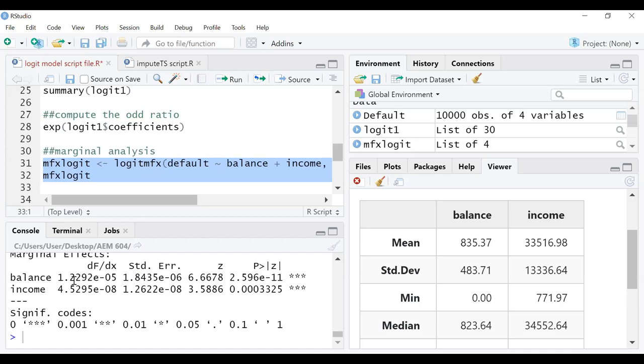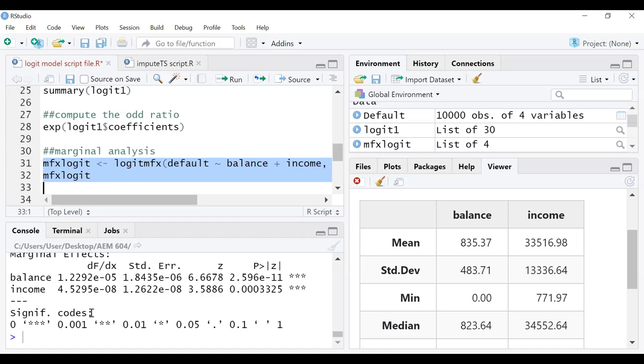To interpret it now, this is very, very small, 0.000. Listen to how I'm going to interpret it. If your balance is increased by 1 unit, the probability of default changes by this amount. It's 0.000 something, so it's very small. If your income increases by a unit, the probability of default will change by this. Did you get it?